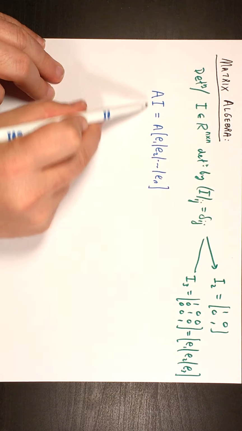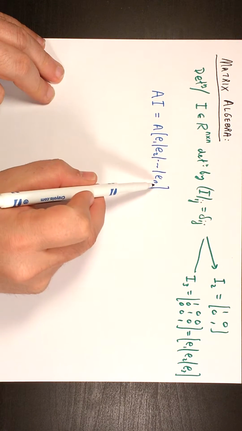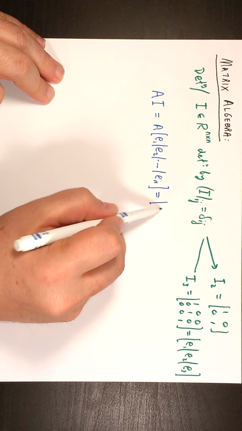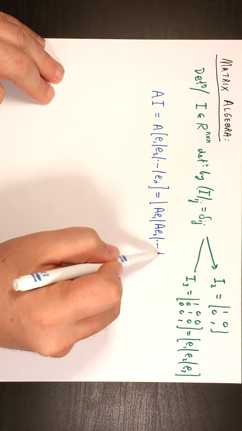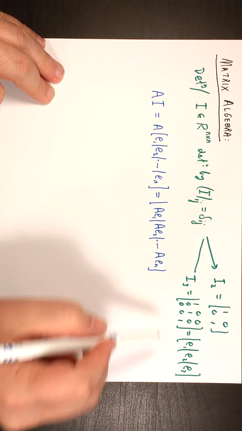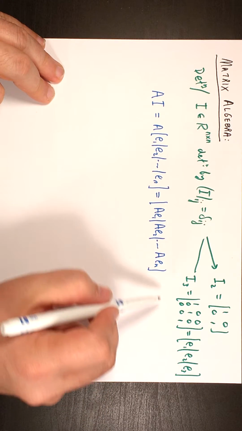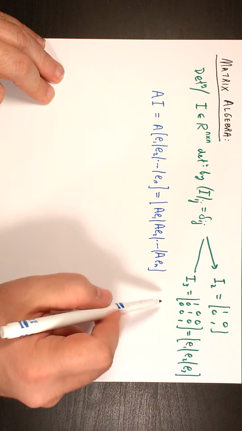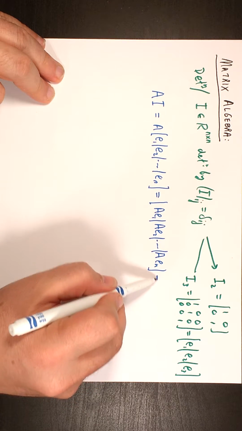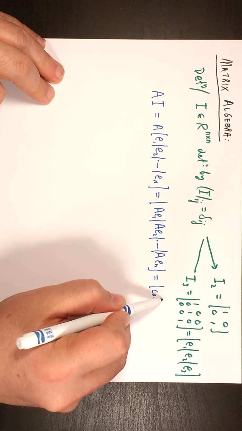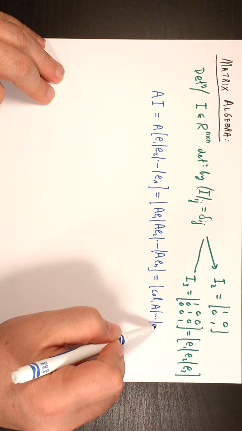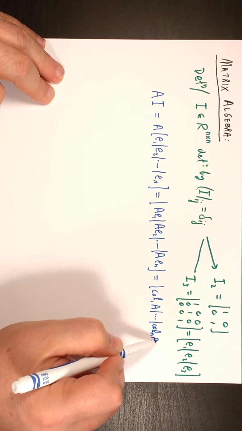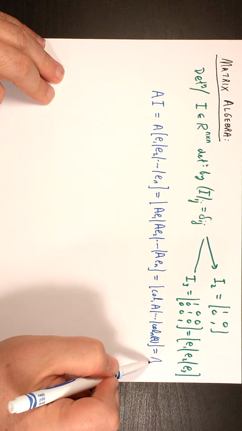So if I have A times I, that's really A times this concatenation of the standard basis. So that's AE1, AE2, up to AEN. And what is that? Well, that's exactly what we were working out just a second ago in the previous video. That's column 1 of A, and so forth until we get to column n of A. In other words, it's A again.